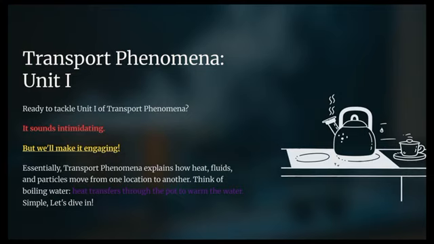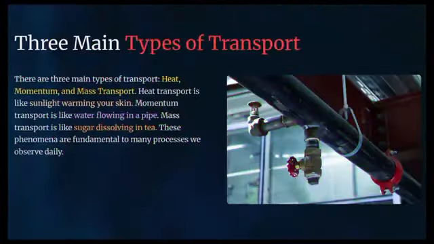Absolutely, Swish. So, transport phenomena is basically about how heat, fluids, and particles move from one place to another, like boiling water on the stove. Heat moves through the pot to heat the water, right? Exactly. And there are three main types of transport: heat, momentum, and mass transport. Think about sunlight warming your skin, water flowing in a pipe, and sugar dissolving in tea.